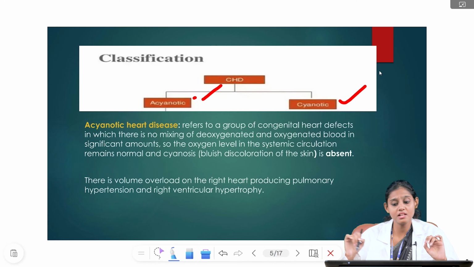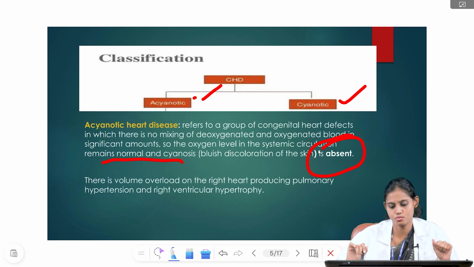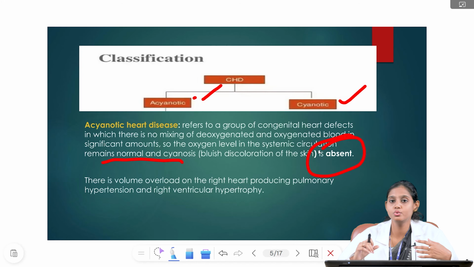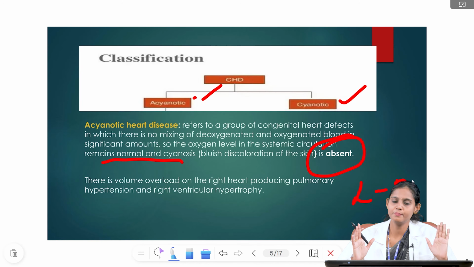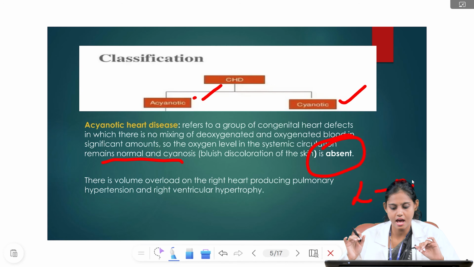So the oxygen level in the systemic circulation remains normal. And in acyanotic heart diseases, there is absence of cyanosis. Cyanosis is nothing but a bluish discoloration in the skin or the lips. Usually, acyanotic heart diseases have a left to right shunt. That means the blood shunts from the left side of the heart to the right side of the heart. Due to this, there is a volume overload in the right heart which produces pulmonary hypertension and right ventricular hypertrophy.